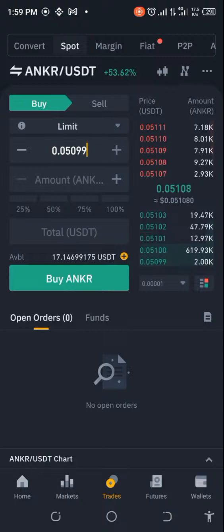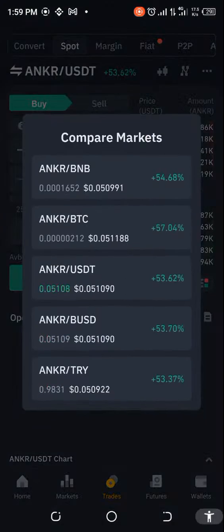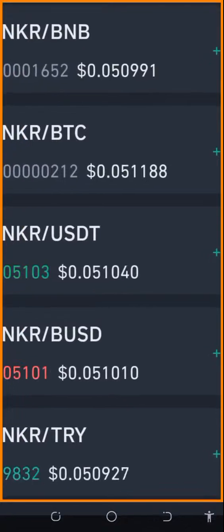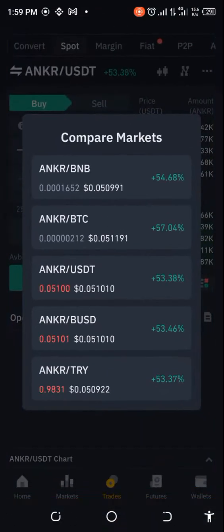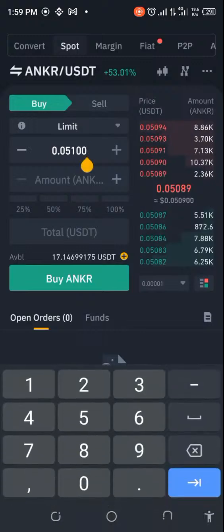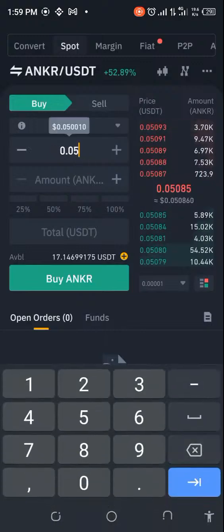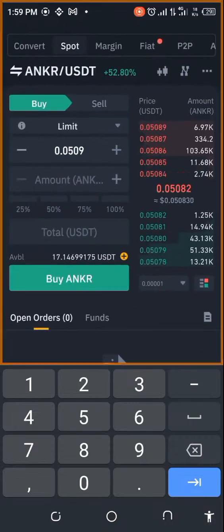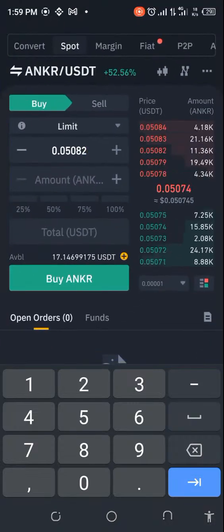Let me go back and check that everything works well. I can see that it's actually 0510, 0511. Let's make it get back to 0509. It will definitely get back there in a bit, or I can actually make it get back there. So let me change this to fit what I want, 0509. What's the current market price? It's 0508. As you can see, it's already back to that.